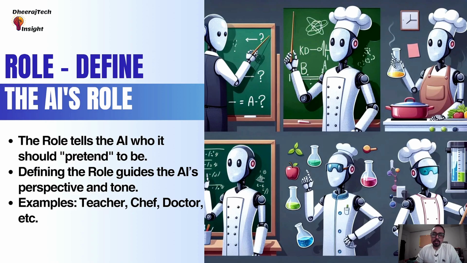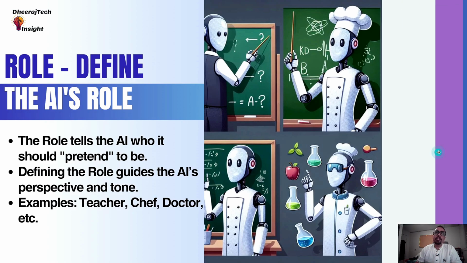So first, the role is the first step in Ryzen, where you define who the AI should act like when responding to you. By giving the AI a specific role, you ensure it answers from the correct point of view. For example, if you say act as a teacher, the AI will provide explanations and responses like a teacher. The same way, if you say act like a chef, act like a chemistry student, act like a mathematician, act like a scientist, act like a cook. So you can define all the examples that you want. Now let's see what's next.